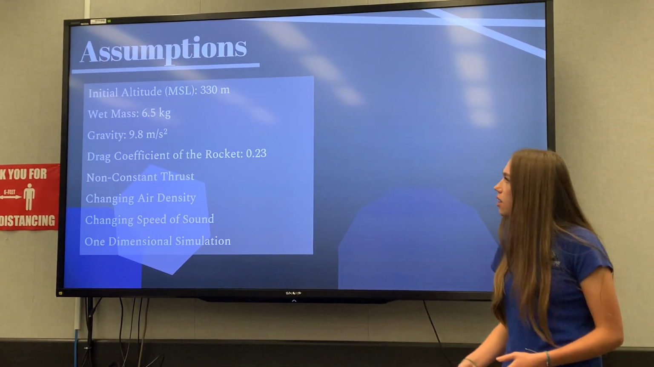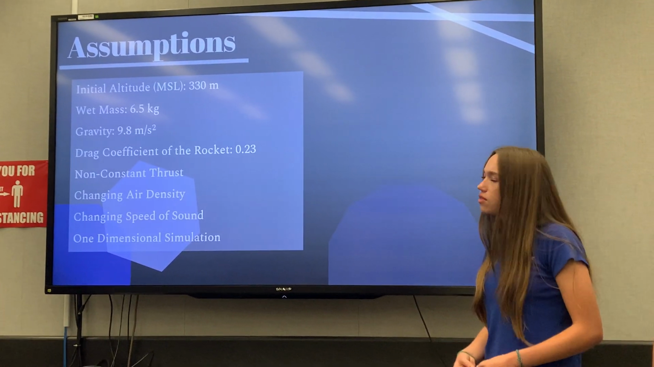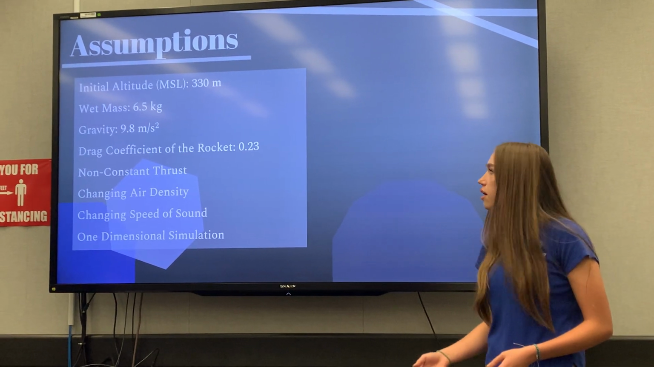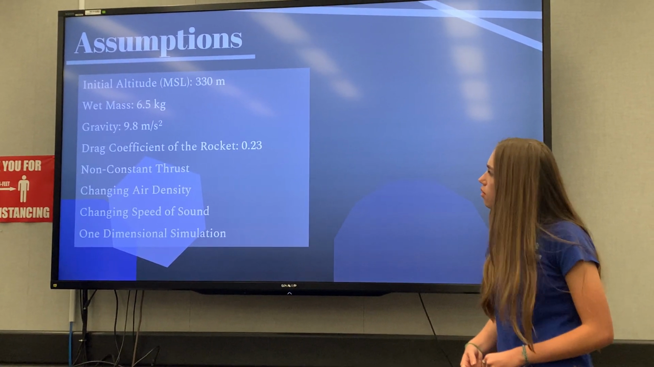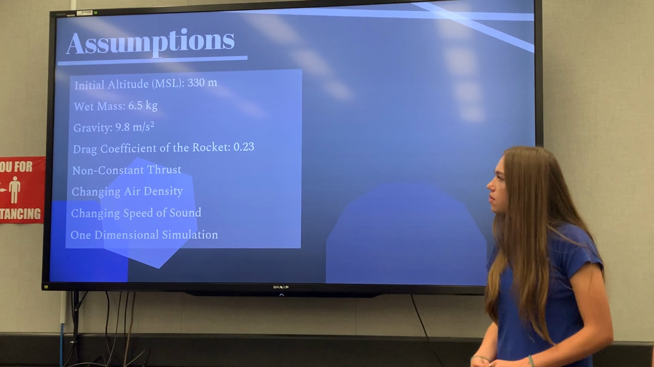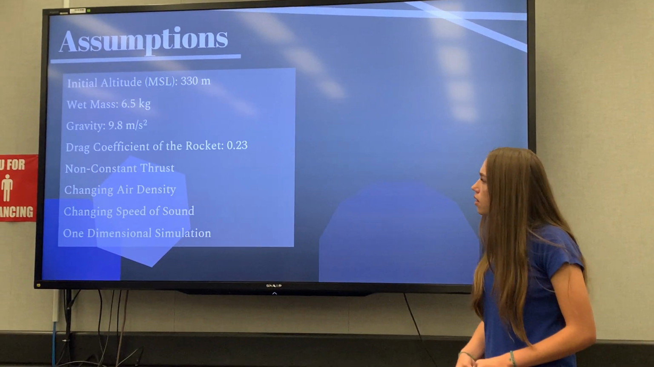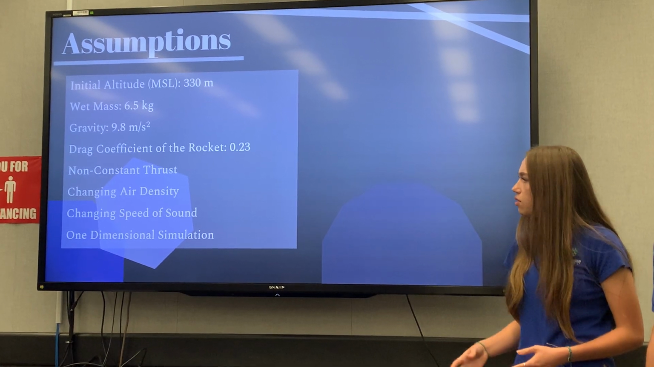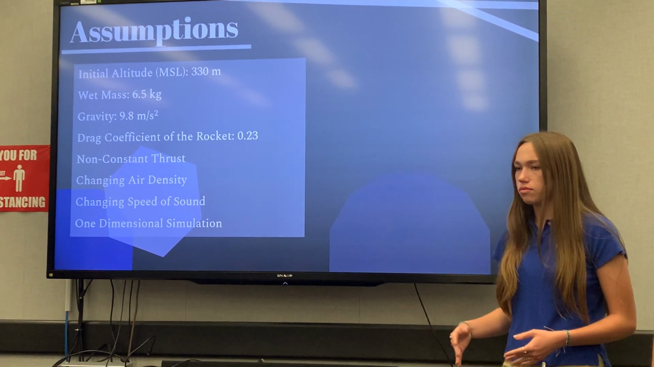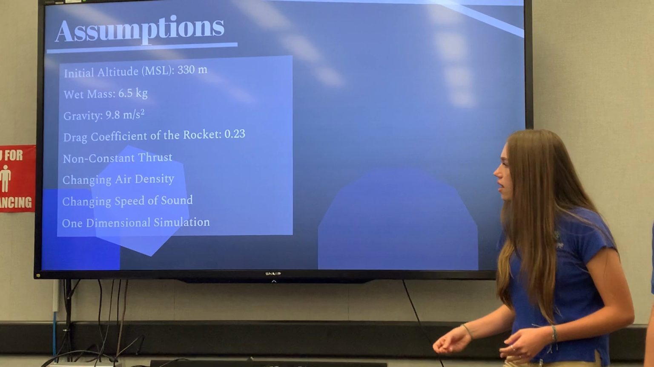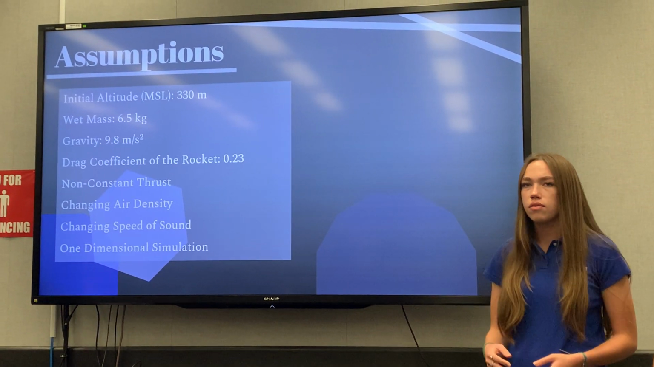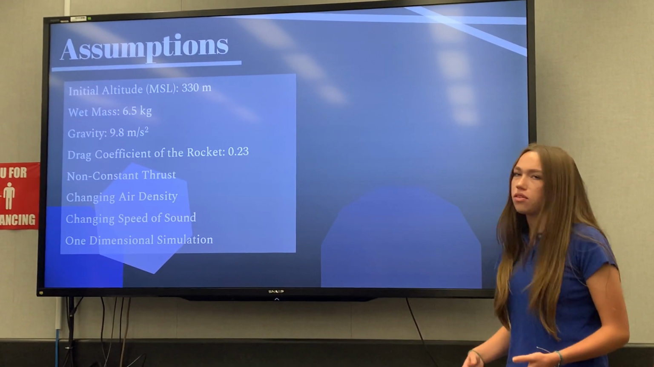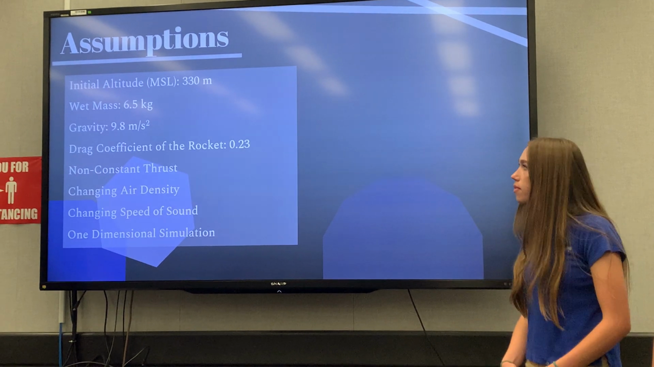Some assumptions we made were an initial altitude of 330 meters at Jacksboro, which will be our launch site. Our wet mass is 6.5 kilograms, and we assumed a drag coefficient of 0.23. We also assumed non-constant thrust from a graph we found online, and changing air density and speed of sound, also from a table we found online. And we have a one-dimensional simulation.